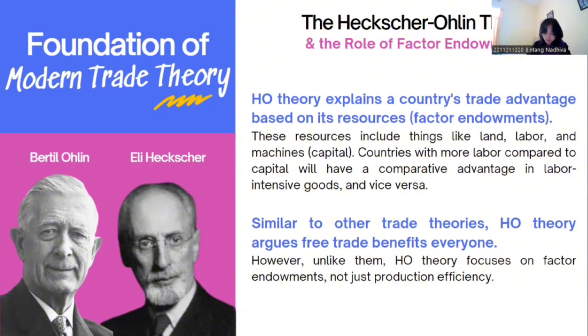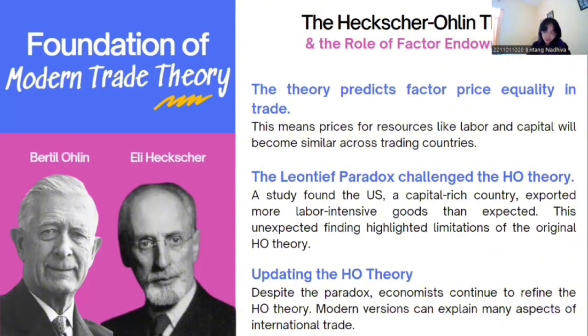Similar to other trade theories, Heckscher-Ohlin theory argues free trade benefits everyone. However, unlike them, Heckscher-Ohlin theory focuses on factor endowment, not just production efficiency. The theory predicts factor price equality and trade. This means prices for resources like labor and capital will become similar across trading countries.